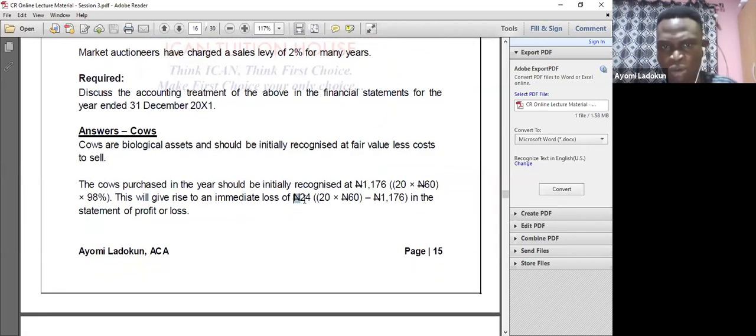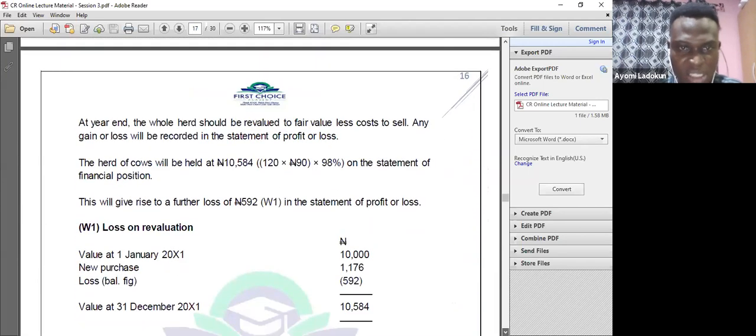Okay, can you see now? So this was the 24 that we got the other time on the initial purchase. That was what I was explaining the other time. Then at the end of the year, can you see? If you do 120 times 90, you can do your 98%. So you have this value at the end of the year. That's the value that we have there.